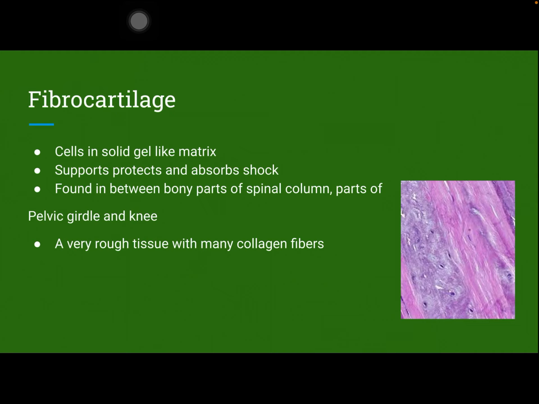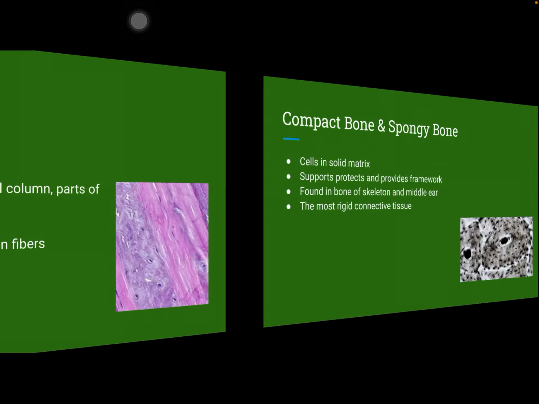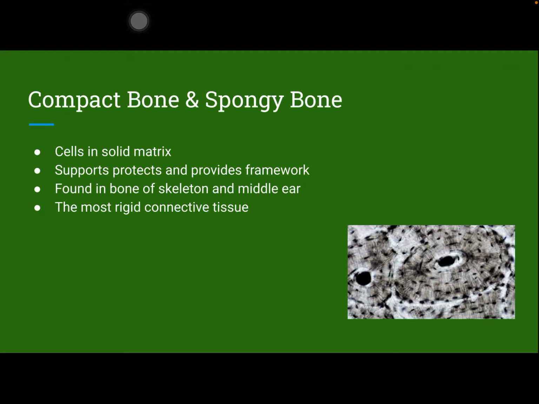Fibrocartilage cells are in a gel-like matrix. These support, protect, and absorb shock, and they're found in between bony parts of spinal column, parts of pelvic girdle, and the knee. And they're very rough tissue with many collagen fibers, as you can see in the example right there. Next, we have compact and spongy bone.